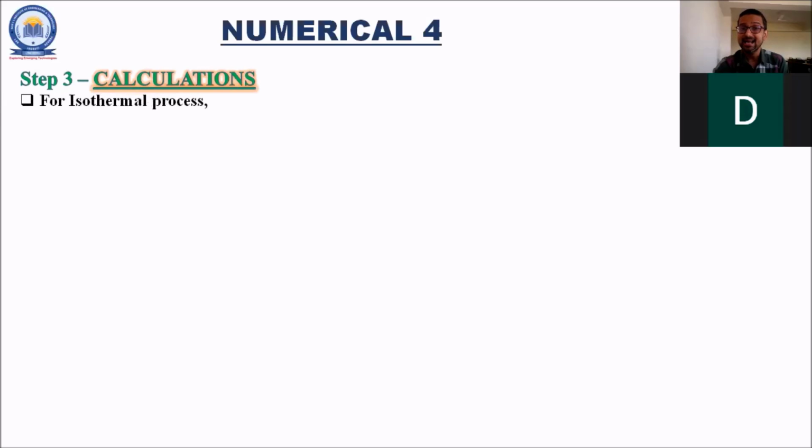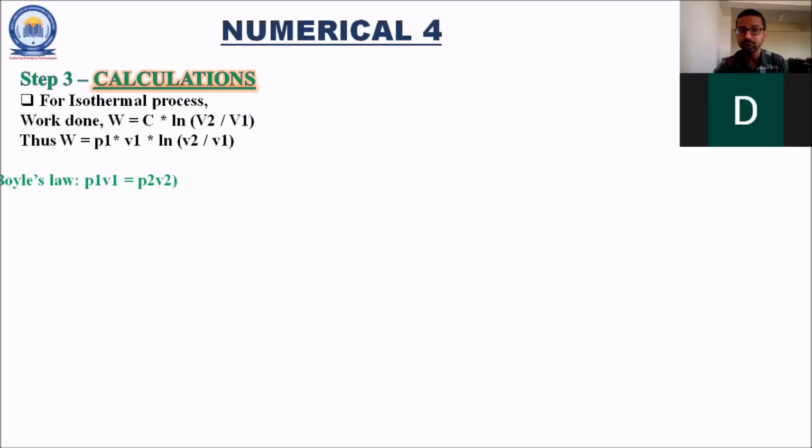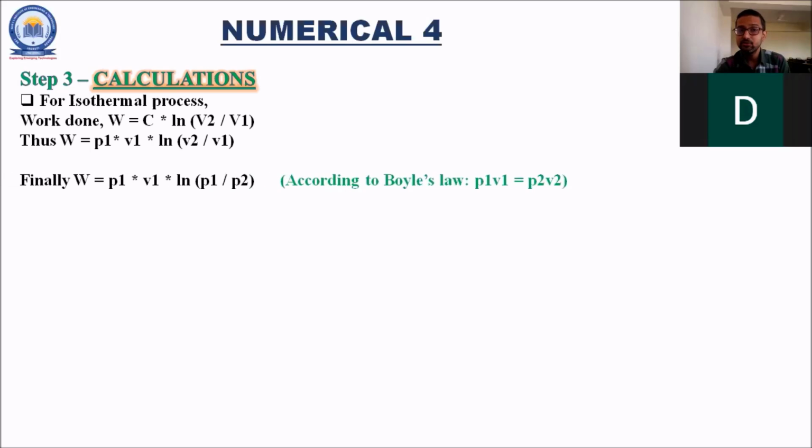Since it is the isothermal process, for the isothermal process we have derived this equation for the work done, one of the important derivations. So W is equal to C ln V2 by V1, where in place of C I can write down P1 V1 because the isothermal process follows Boyle's law. So W is equal to P1 V1 ln V2 by V1. Now in place of V2 by V1, I can write down P1 by P2. Here I have mentioned how I have got the answer that V2 by V1 is equal to P1 by P2.